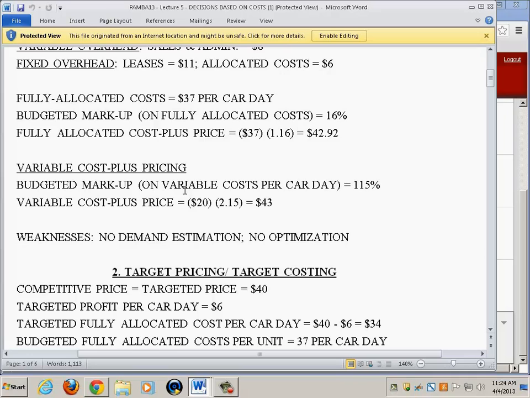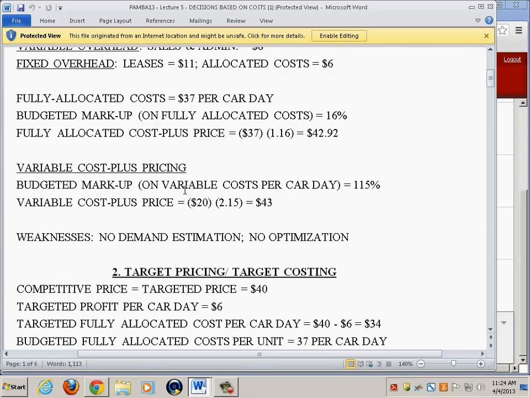Okay, any method that is very simple, there is a trade-off between simplicity and a good number of weaknesses. In order to make things very simple, you build in weaknesses into those methods. We encountered that before. And the two major weaknesses here is, first, that we did not directly and explicitly estimate the demand. We started with cost.